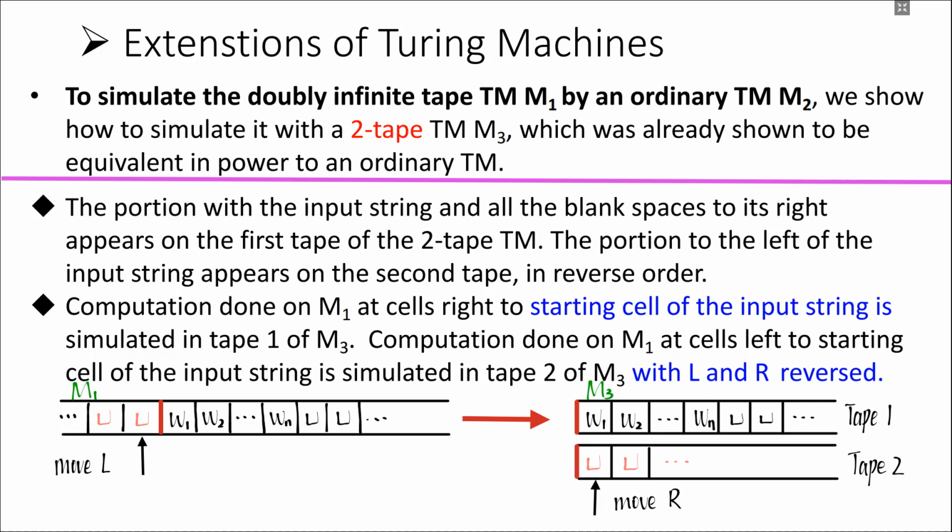Computation done on M1 at cells left to the starting cell of the input string is simulated in tape 2 of M3, with L and R reversed. For example, if in M1 the transition function says move left, then on tape 2 of M3 it should move right. This is one way to simulate the doubly infinite tape Turing machine.